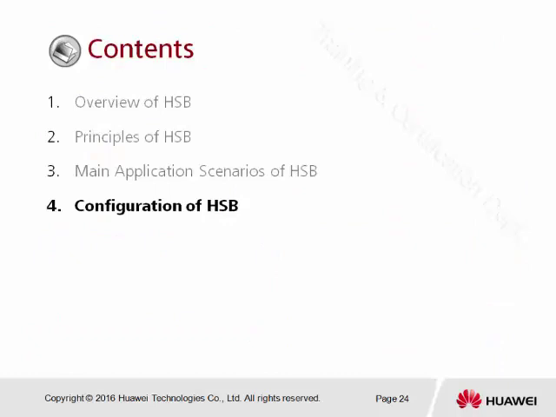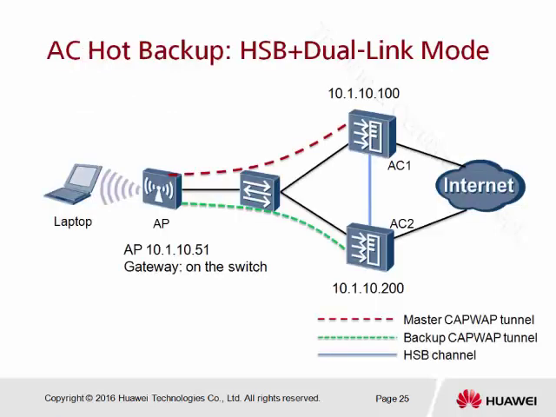This is the last content here, to configure the HSB. This is the scenario: HSB plus Dual-Link mode. As you can see over here, they're using a static IP for the AP. We're going to assign this IP address 10.1.10.51. The gateway will just point to the switch, and not to the AC. Later on, we're going to configure the master CAPWAP tunnel connected to AC1, and the backup tunnel will connect to AC2.